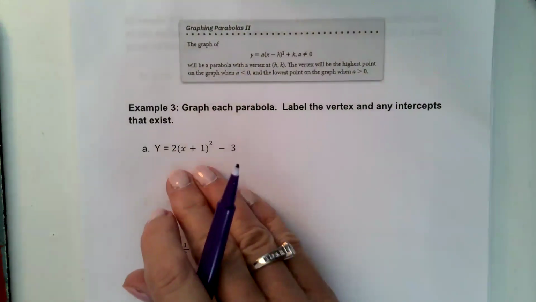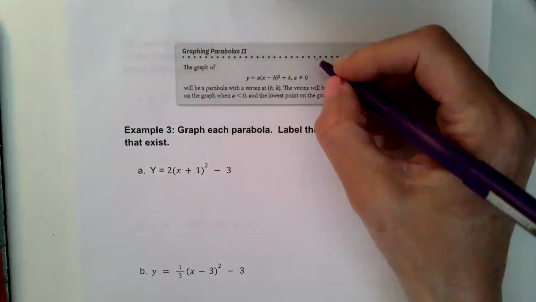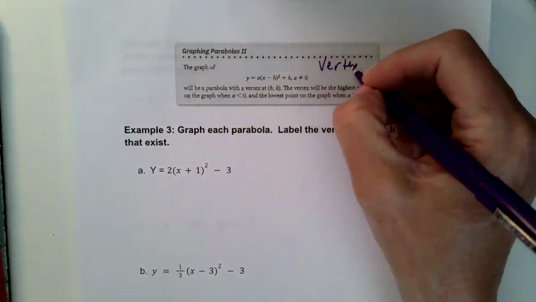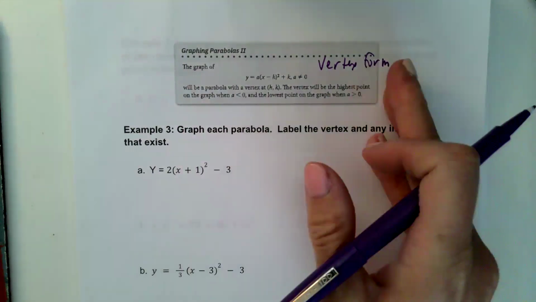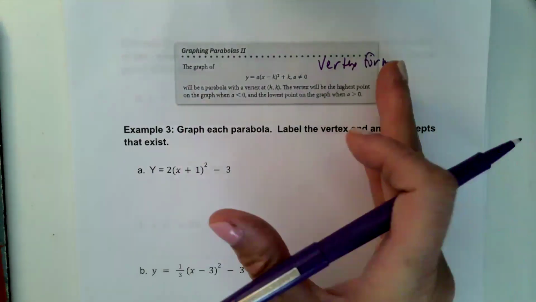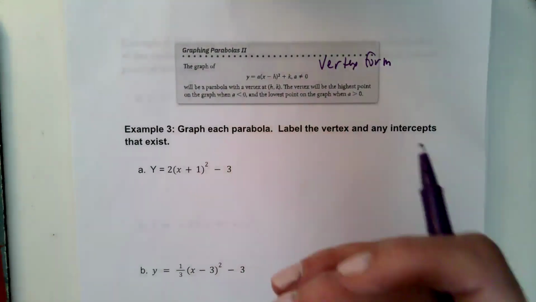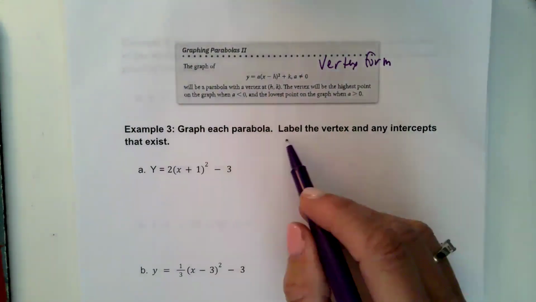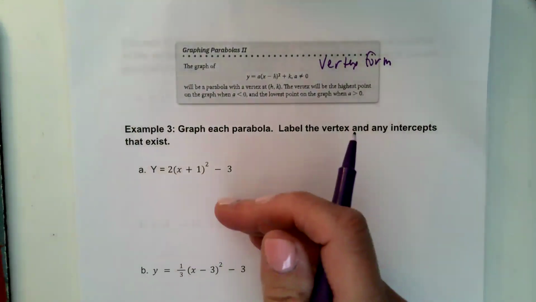Sometimes the quadratic comes in what we call vertex form, okay? And when it's in vertex form, it's actually much easier to find the vertex and graph it, but it's a little bit trickier to find the x-intercepts. And so it says graph each parabola, label the vertex and any intercepts that exist. So let's just see what we can do here.